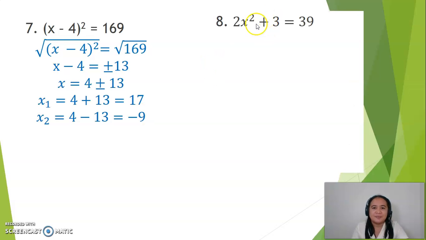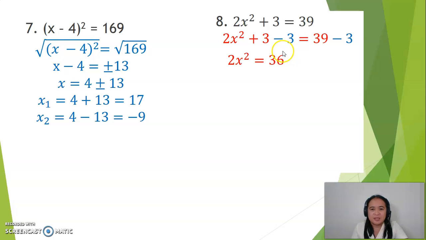Another example. 2x squared plus 3 equals 39. To eliminate 3, we will subtract 3 to both sides. So with this, we will end up with 2x squared equals 39 minus 3 is 36. In this case, we have to divide both sides by 2. So simplifying further, we can cancel 2, and 36 divided by 2 is 18.